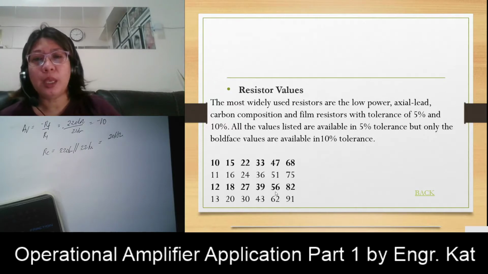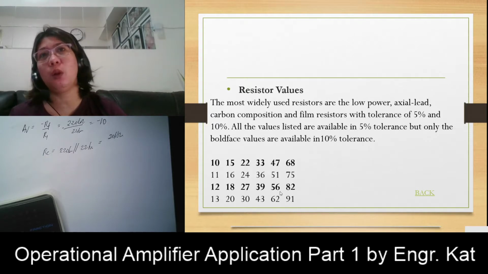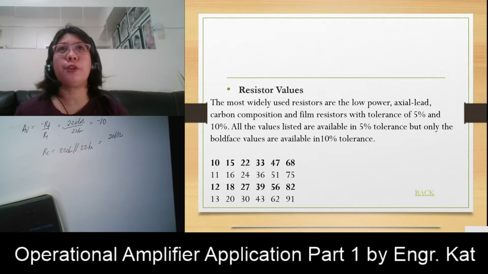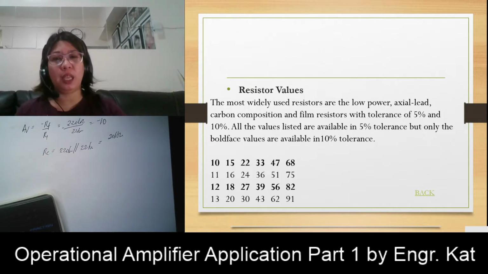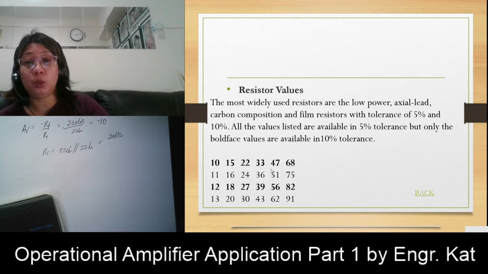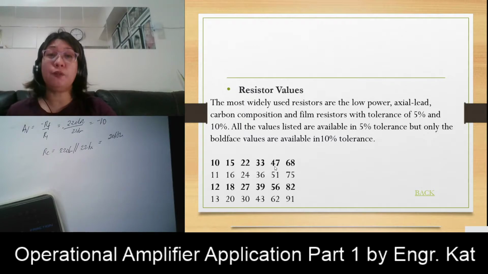Okay, but can we use the 56 here? If we make use of the 56 here, you can have 560 kilo ohms for your RF and 56 kilo ohms for your R1. However, it says in the problem that we must not exceed 500 kilo ohms. So therefore, we are only permitted to use up to 470 kilo ohms and 47 kilo ohms.